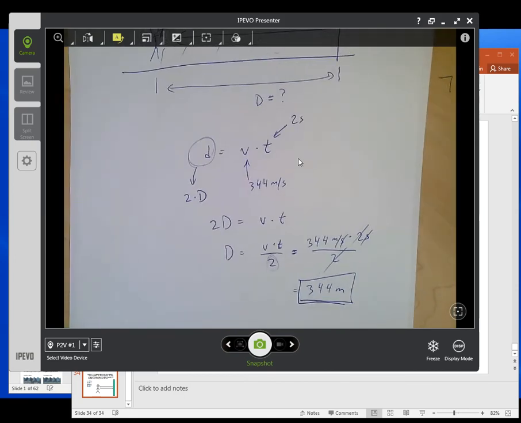So that is how we solve that kind of problem. And that is definitely a kind of problem that I'd like you to be able to solve. Even if I gave you some situation where I gave you the distance and I wanted to know how long it would take for the sound to go there and back.